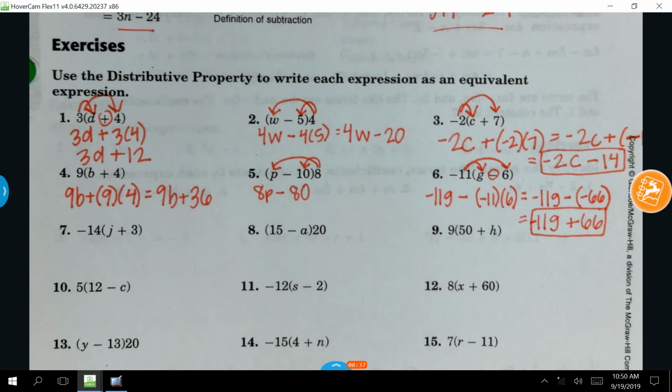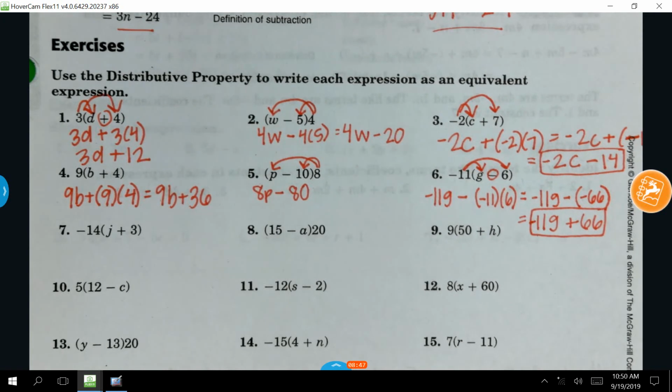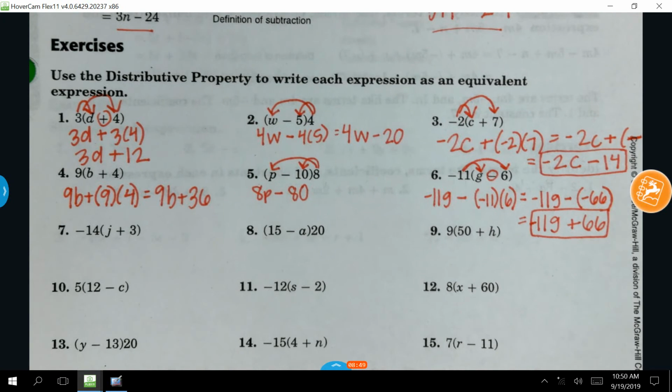Any questions on that distributive property? We good? Alright, go ahead and flip it over.